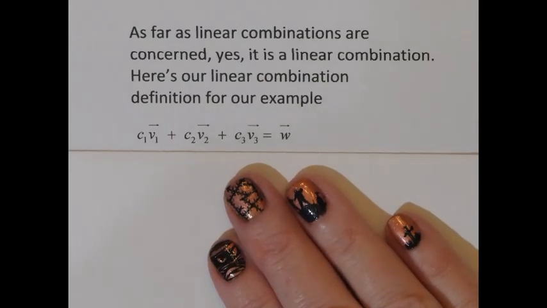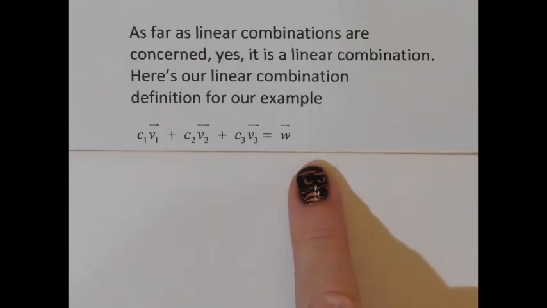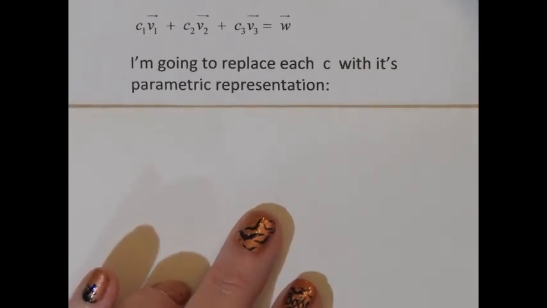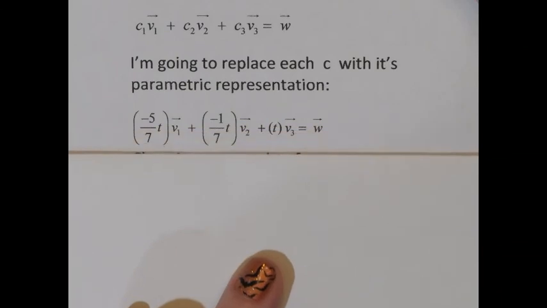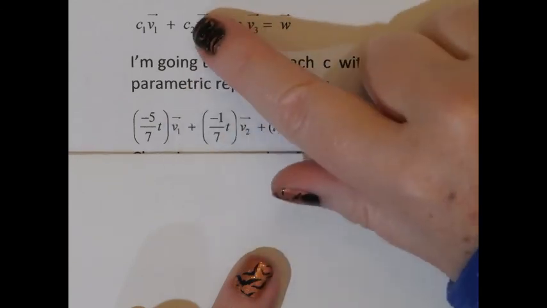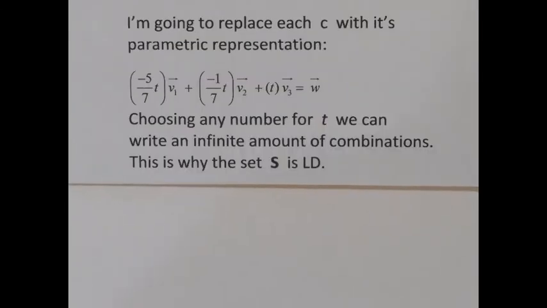As far as linear combinations are concerned, yes, it's a linear combination. Here's our linear combination definition for our example. Here is our definition for a linear combination. I'm going to replace c, in other words c1, c2, and c3, with its parametric representation. So all I did is I replaced c sub 1 with its parametric representation, c sub 2 with its parametric representation, and c sub 3, of course, with t. Choosing any number for t, we can write an infinite amount of combinations. This is why the set S is linearly dependent.